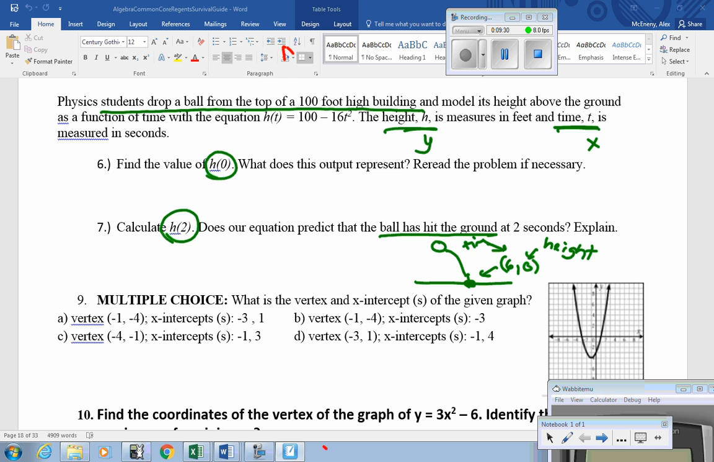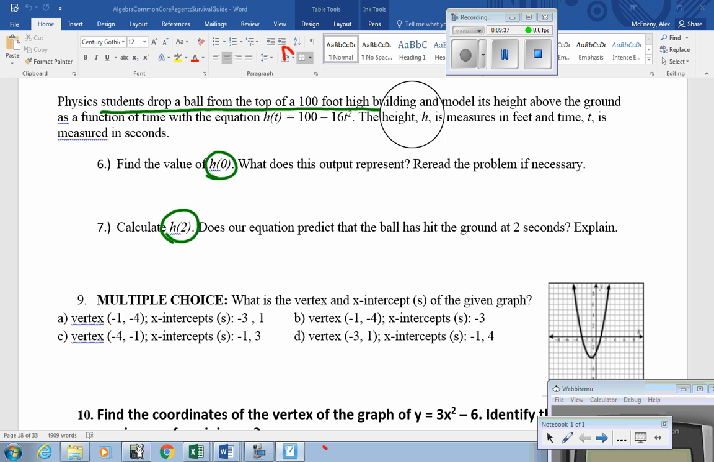So again, you'll see some of those context questions on the Regents. And usually with equations, they want you to do some sort of substitution with them. Okay.